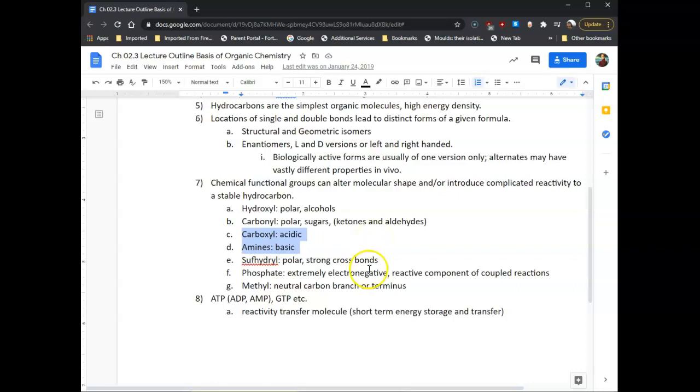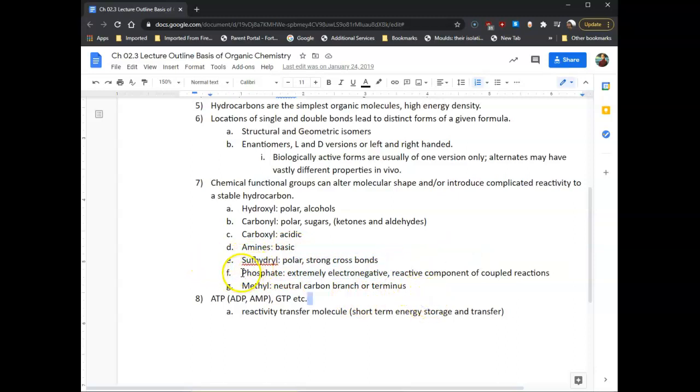Finally, next we've got that sulfhydryl, which acts like a strong version of a hydroxyl group, and it's capable of forming a cross bond with another sulfhydryl hanging off of another molecule, and that's a strong covalent bond between two molecules using sulfhydryl groups. That's very biologically important. Big deal in protein structure.